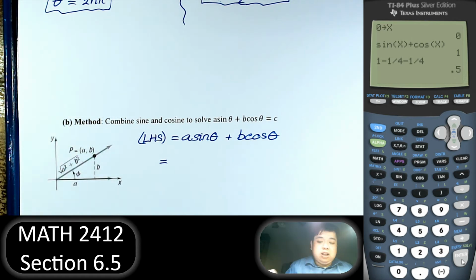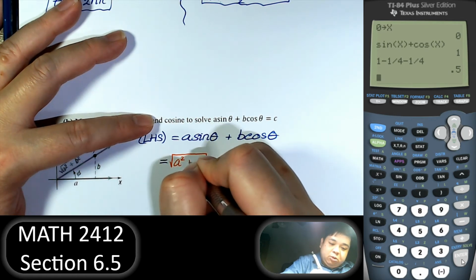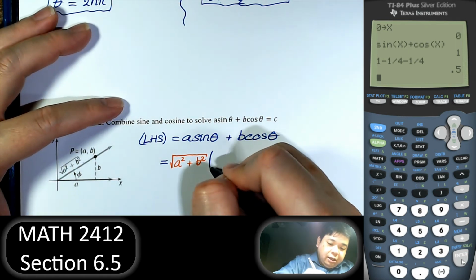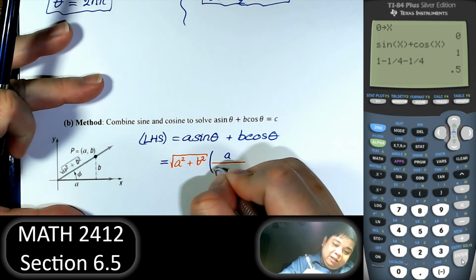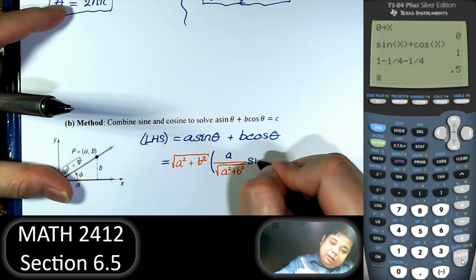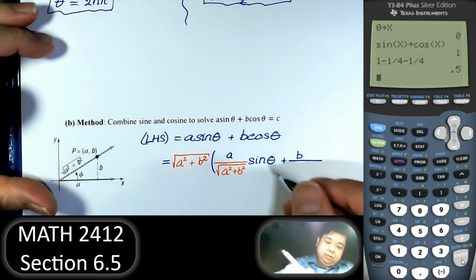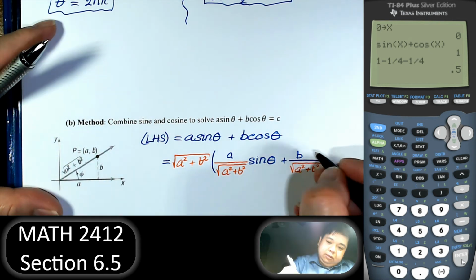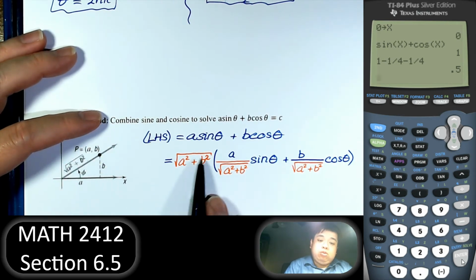But of course, we cannot just do that. We have to multiply it first. So we have square root of a squared plus b squared. So I multiply it first, and then I can divide that later, because when we multiply them out, they will cancel out.